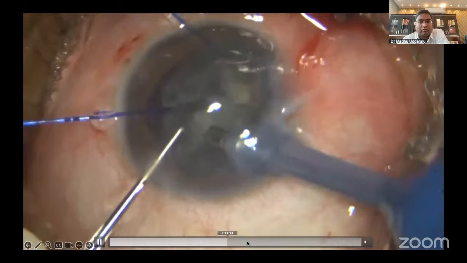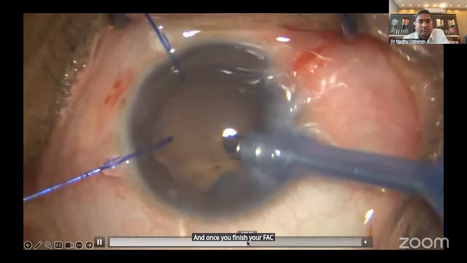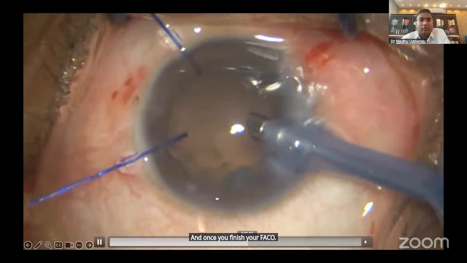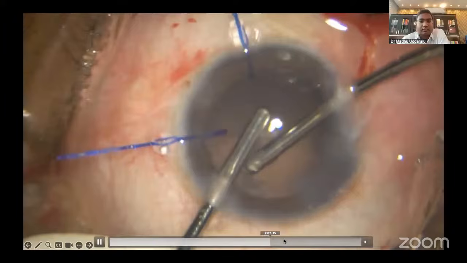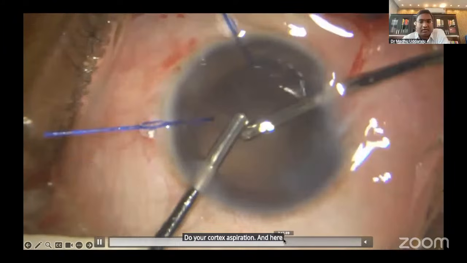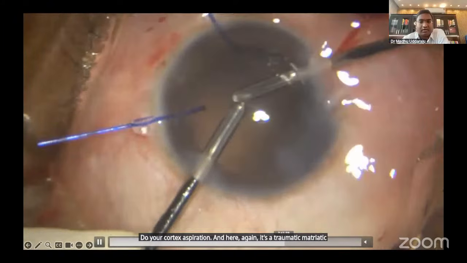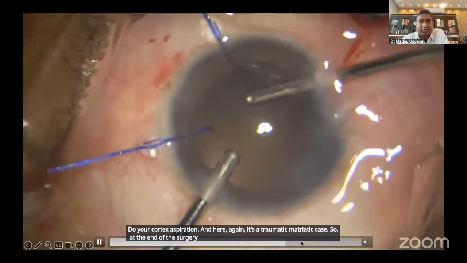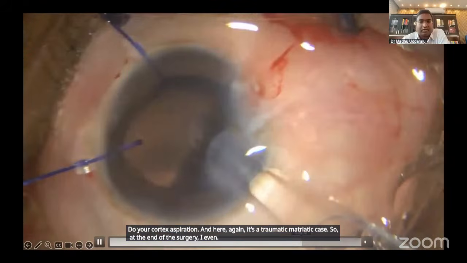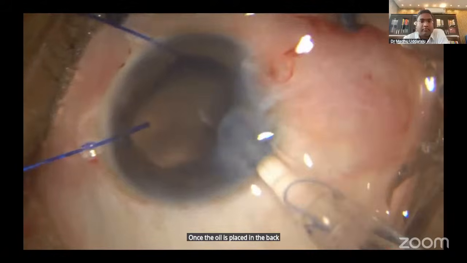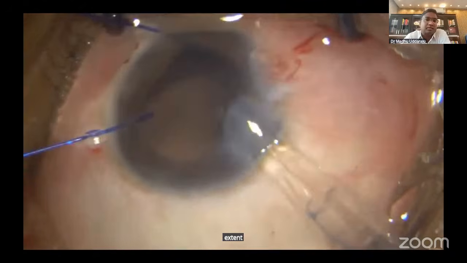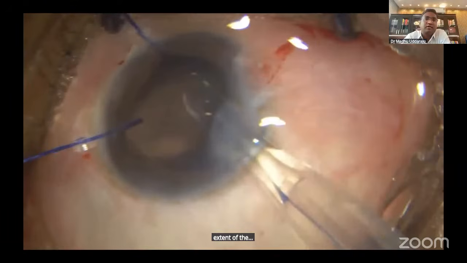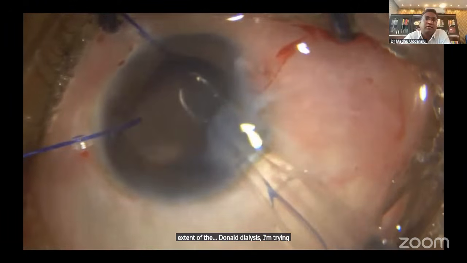And once you finish your Phaco, do your cortex aspiration. And here again, it's a traumatic mydriatic case. So at the end of the surgery, once the IOL is placed in the bag, here because of the extent of the zonular dialysis, I'm trying to place the lens in the sulcus instead of the bag.